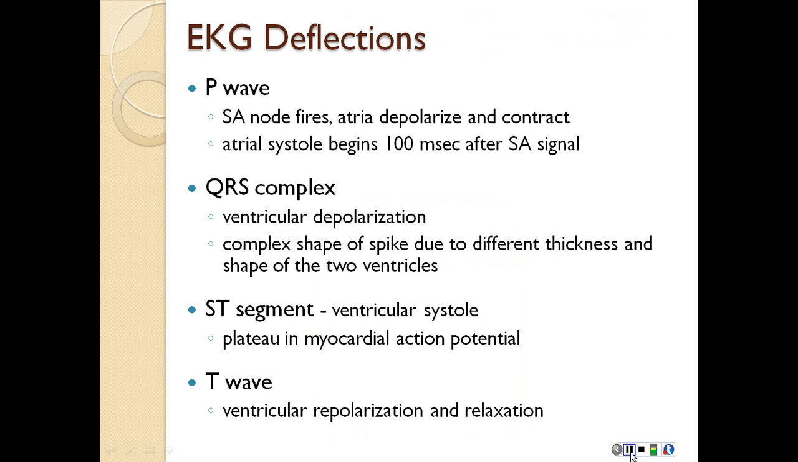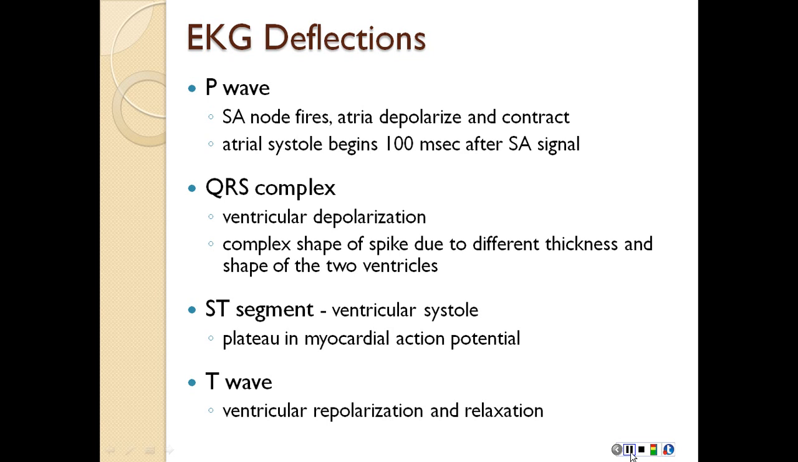So what is happening during the P wave? During the P wave, the SA node fires. The SA node sends a signal to the atria, the muscles of the atria. Those muscles of the atria depolarize, and that, of course, will cause contraction of the atrial myocytes. So atrial systole. What did we say atrial systole is? Contraction of the atria. Okay, so that is all happening during the P wave.